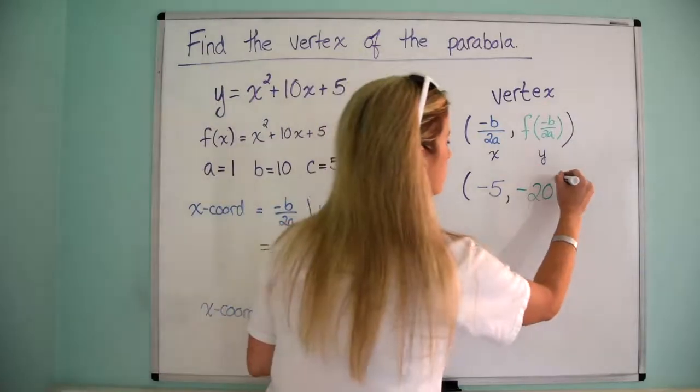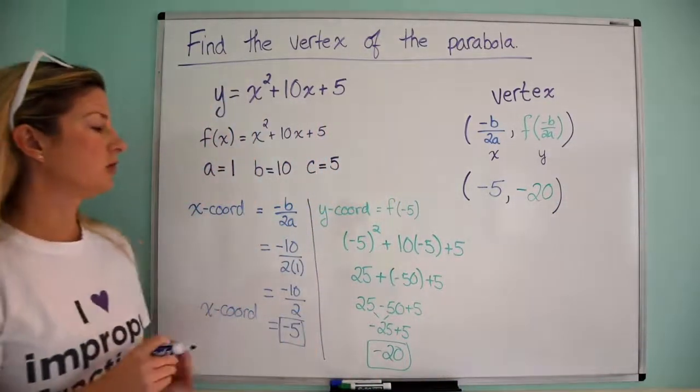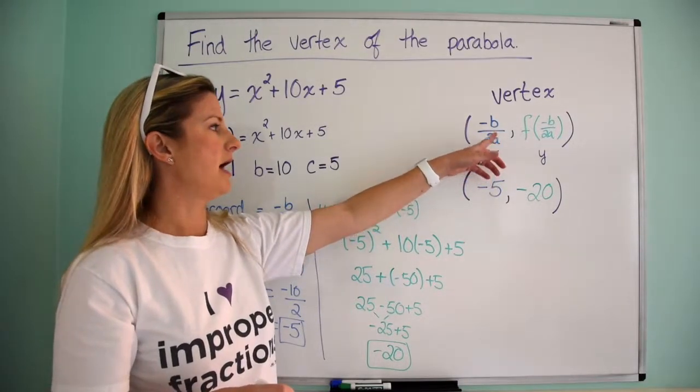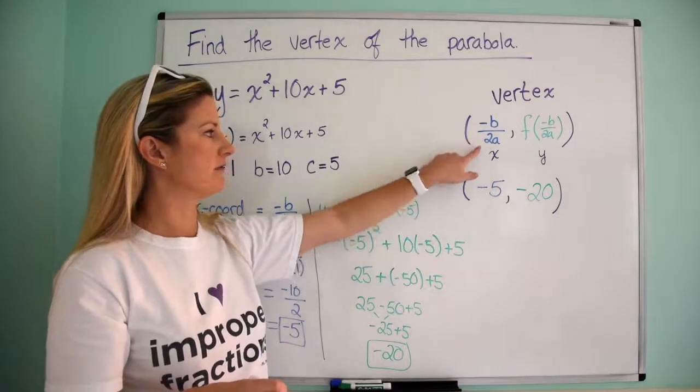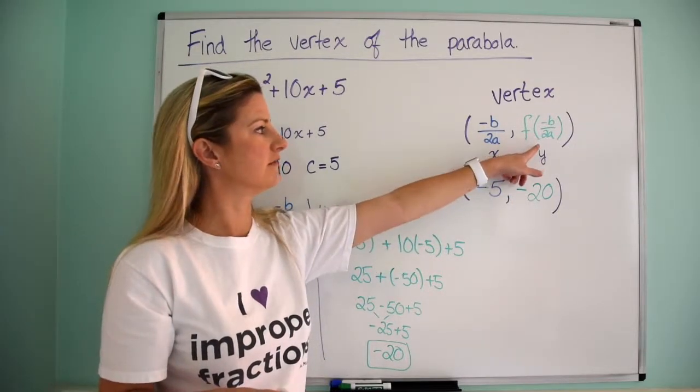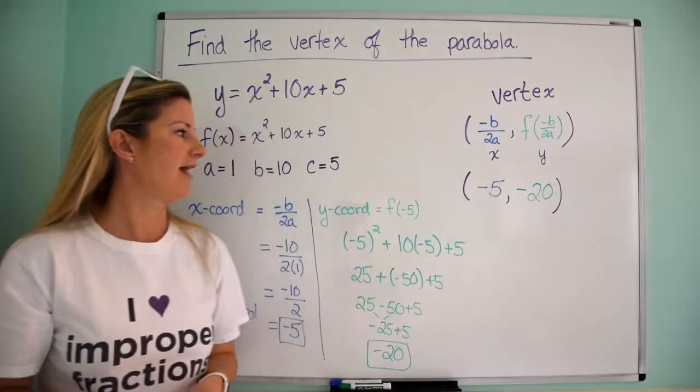Awesome. So there you go, it was as simple as that. We just know that the vertex is the opposite of b over 2a, f of the opposite of b over 2a. Basically we find the x coordinate, we plug that value back into the function to get the y coordinate, and then we're all set. We've got the vertex.